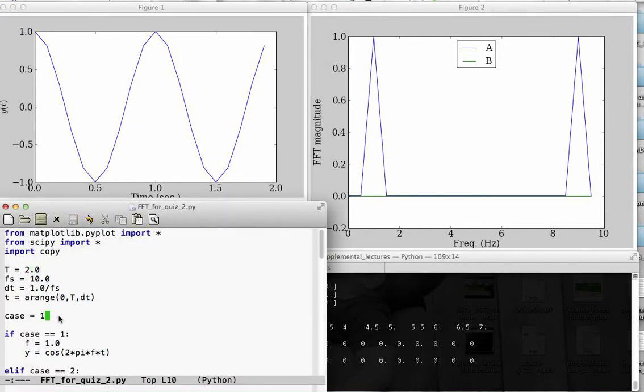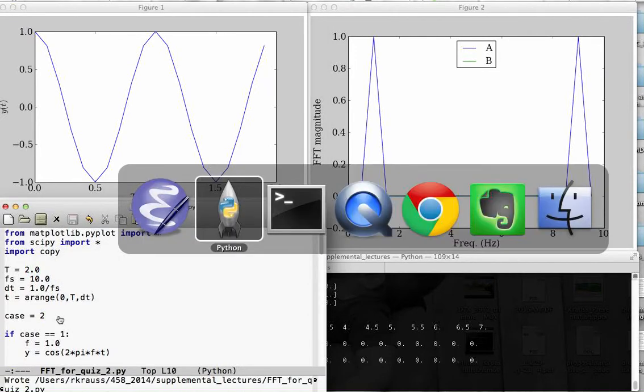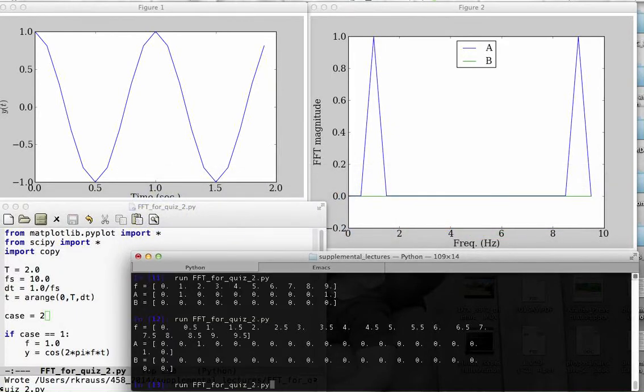And again, if I switch this back to 9 hertz instead of 1 hertz, nothing changes.